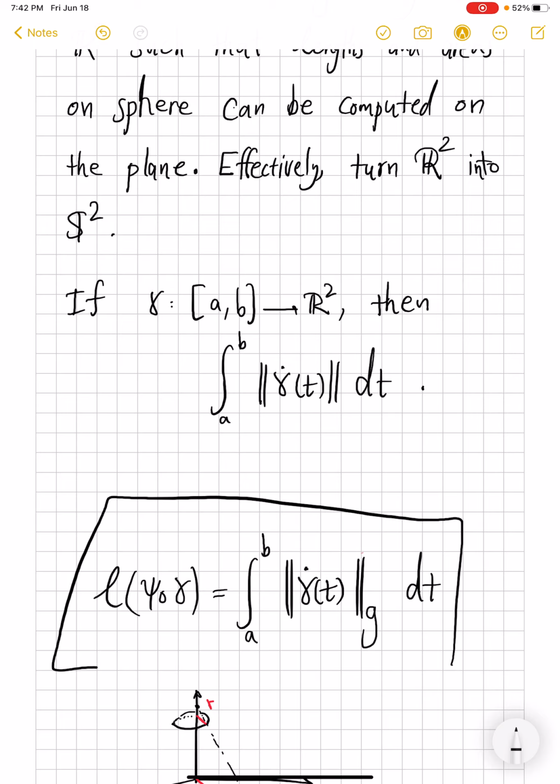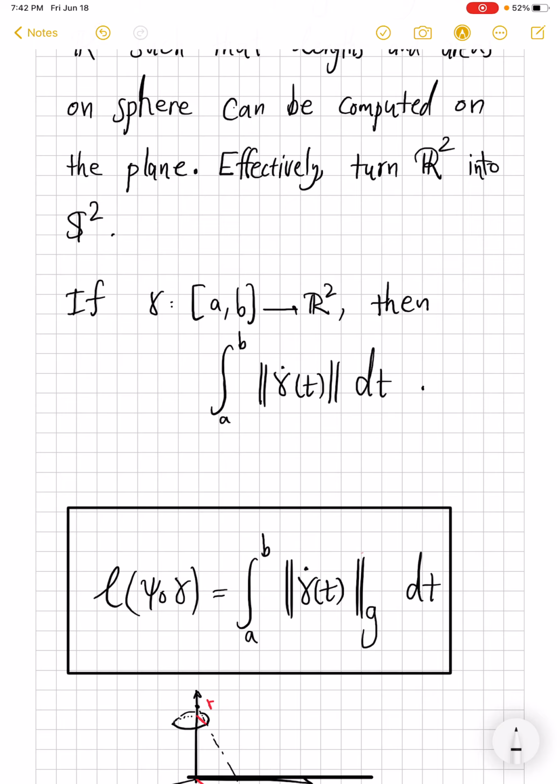And after I have that, I want to have this formula correct. That means if I compute the length of a curve in a very similar fashion, except that I take the g norm of the speed, the velocity vectors, I end up having the length of the image of the curve on the sphere.